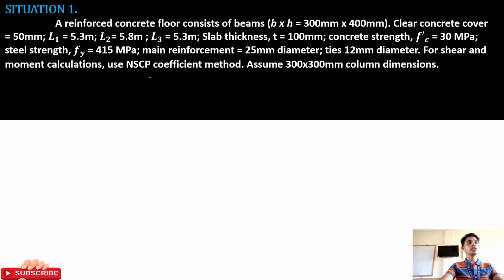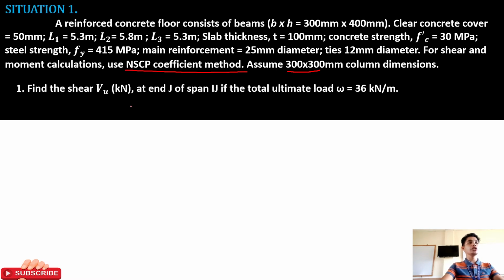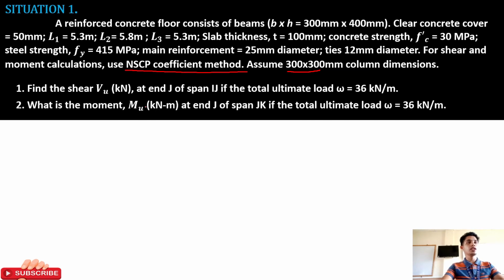For shear and moment calculations, use the NSCP coefficient method. Assume 300 by 300 column. Ito yung importante dito, yung column dimensions, kasi i-subtract nyo yan sa ating span para makuha natin yung clear span. So number 1, find the shear Vu at end J of span IJ if the total ultimate load is 36 kN per meter. Number 2, what is the moment Mu at end J of span JK if the total ultimate load is 36 kN per meter.